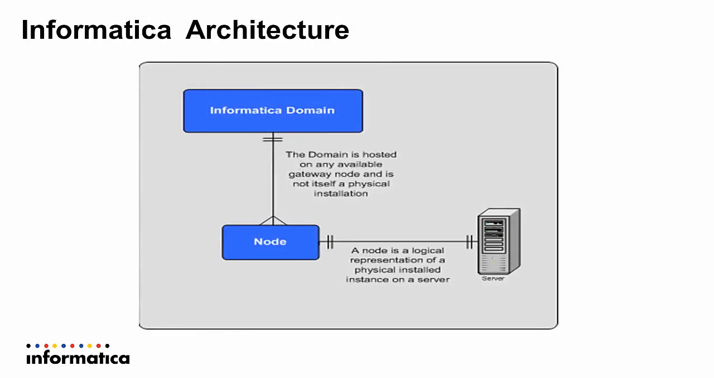Again, at a very high level, I can have one domain, and a domain can have multiple nodes, and each node, like I said, is a representation of a physical server. So in a grid architecture, I could have an Informatica domain with multiple nodes, again attached to multiple services.